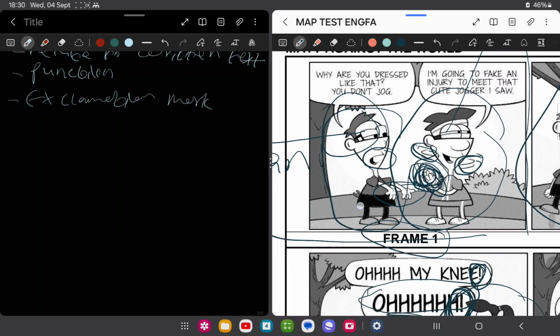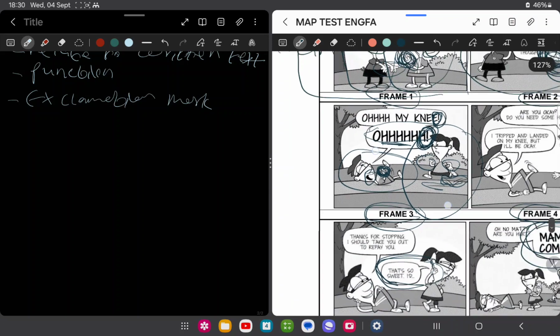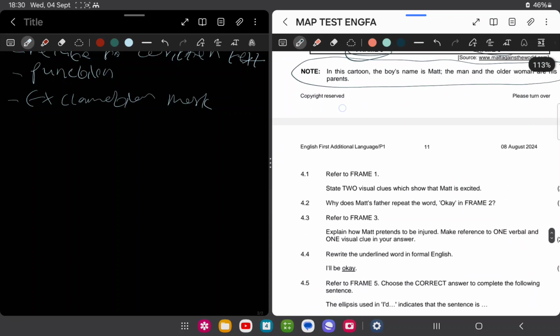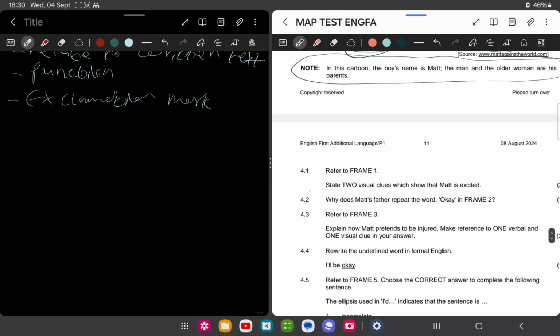He's shaking his head. Then question number 2. Okay, he's clapping his hands. So the head is shaking. He's turning his head.